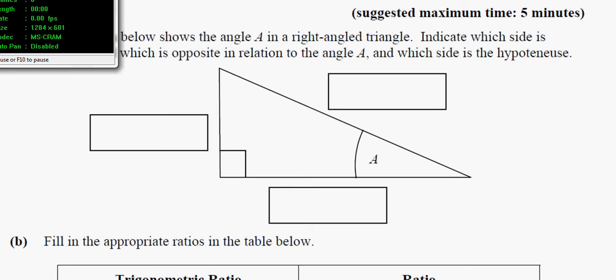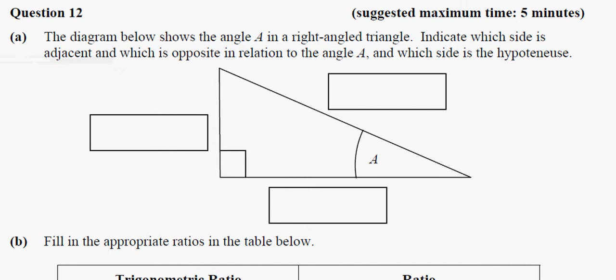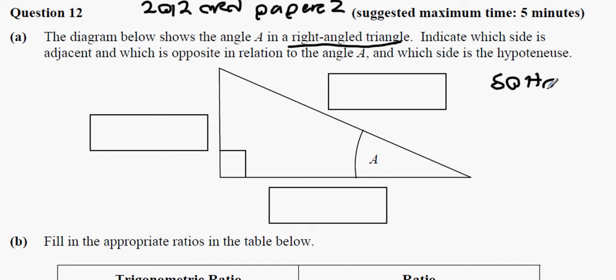The 2012 ordinary level, the third video on this 2012 ordinary level, and it's paper 2, and this is the 12th question. The diagram below shows an angle A in a right angle triangle. Now remember, right angle triangle, you're going to be going for SOH CAH TOA, okay? Oh, sine, cosine, tan, okay?